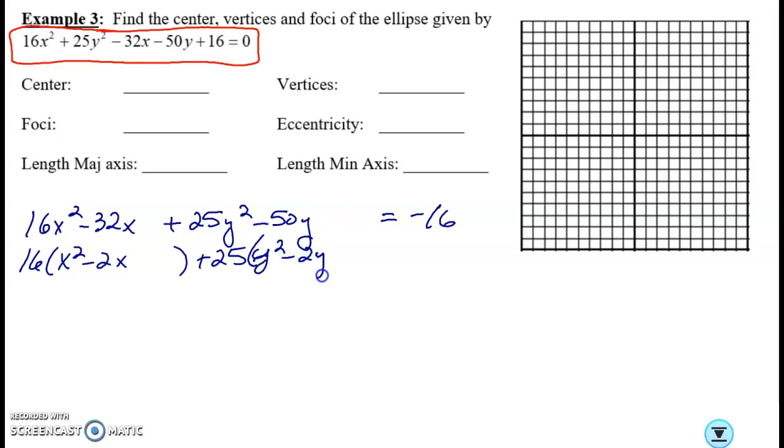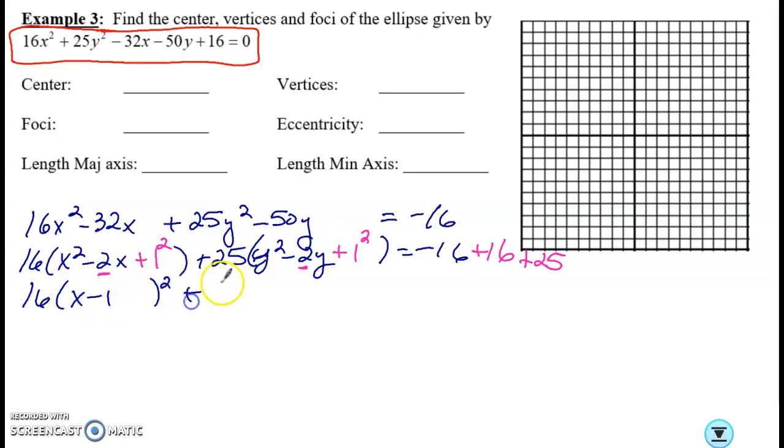Y squared minus 2y equals a negative 16, and now we're ready to complete the square. So we're going to take half of this middle term, square it, and add 25 times 1 to the other side. So those were actually pretty nice numbers to work with. The whole purpose of completing the square is because this factors so nicely.